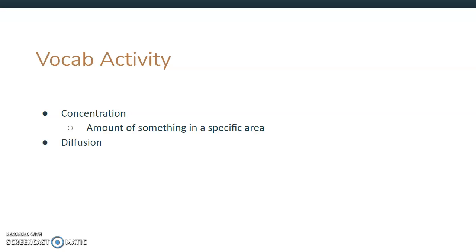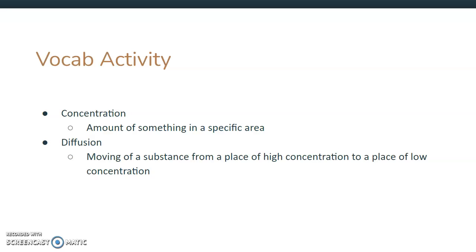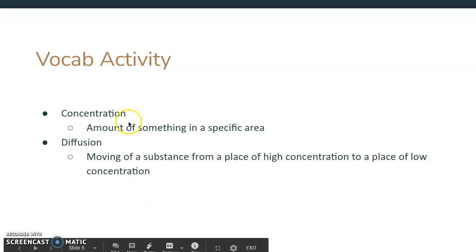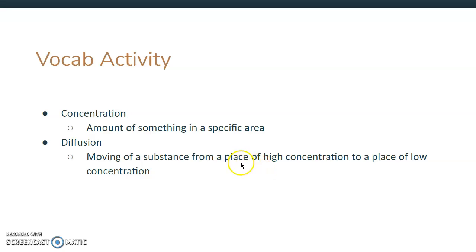We also have the word diffusion, which is the moving of a substance from a place of high concentration to low concentration. So we're using this word concentration, and diffusion is just how the substances or things move away. Most of the time, or naturally, things want to move from a place of high concentration to low concentration because they want more space around them.